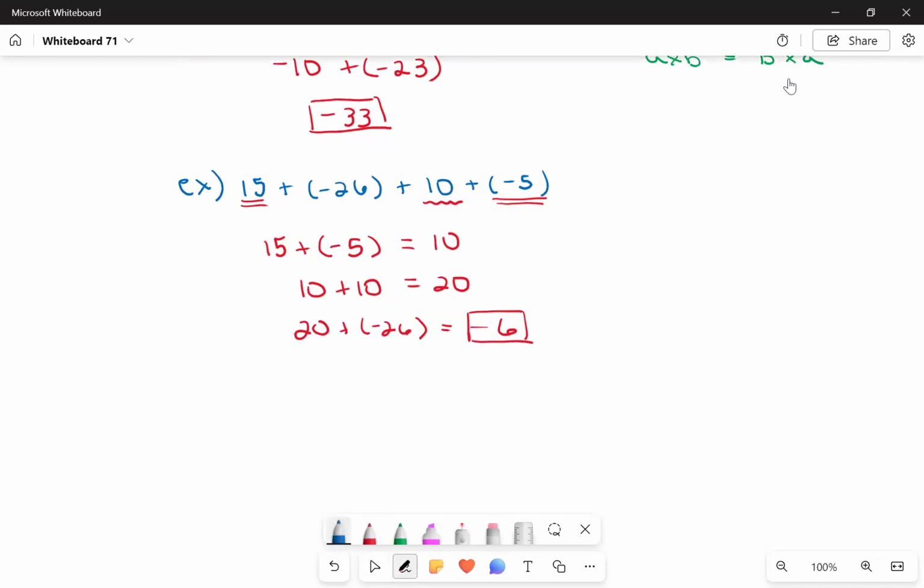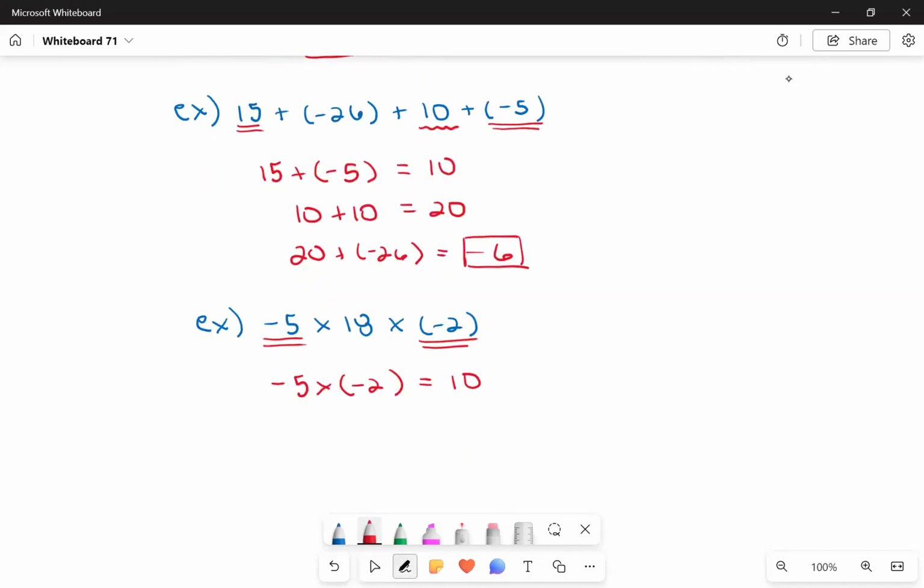Okay, let's do something other than addition. Let's do a multiplication. Let's do negative 5 times 18 times negative 2. Because multiplication is commutative, I can pair up negative 5 and negative 2 and multiply those first, which is much easier. That's going to give me positive 10, because a negative times a negative is a positive. And then any number times 10 is super easy. So 18 times positive 10 comes out to 180. So there we go.